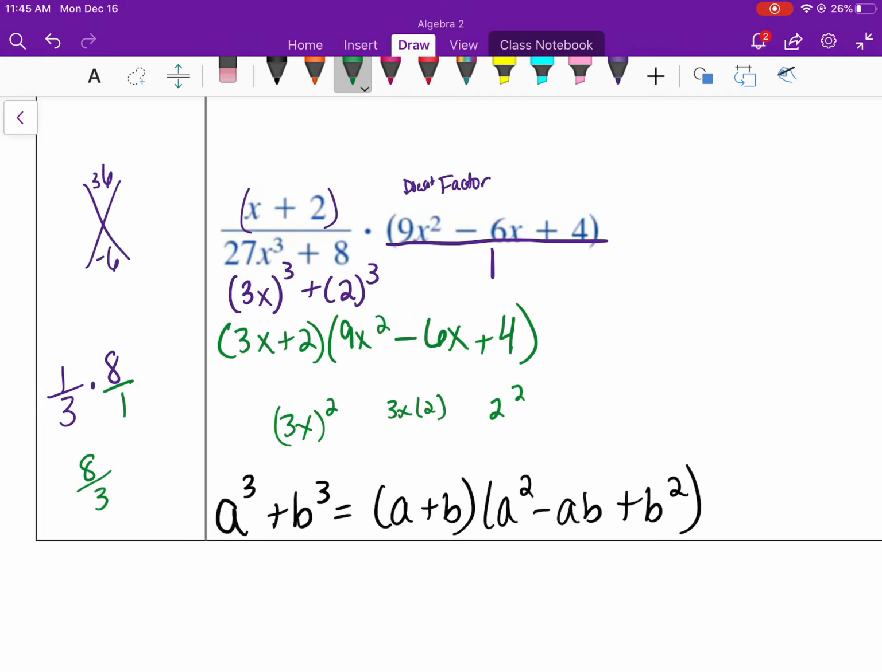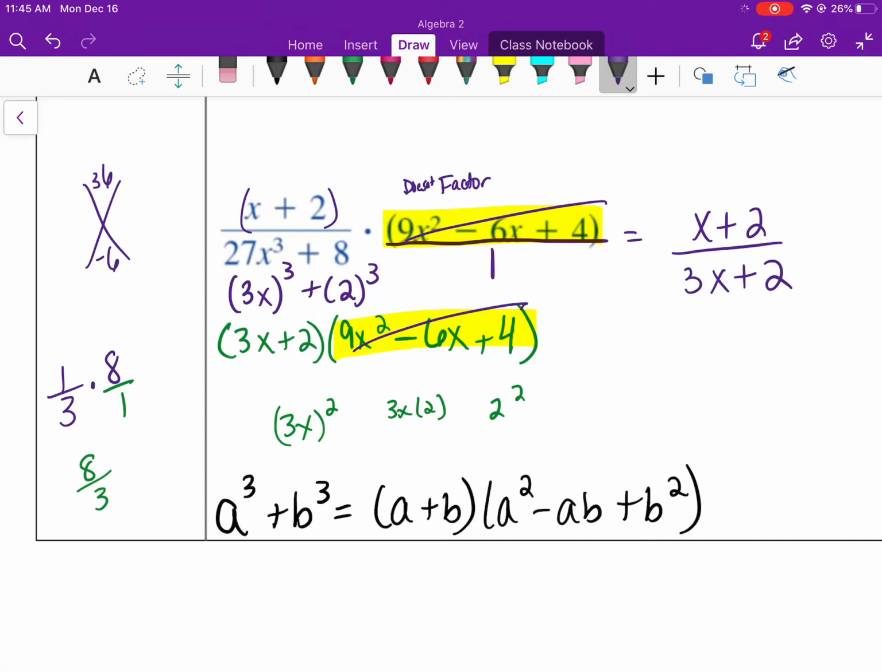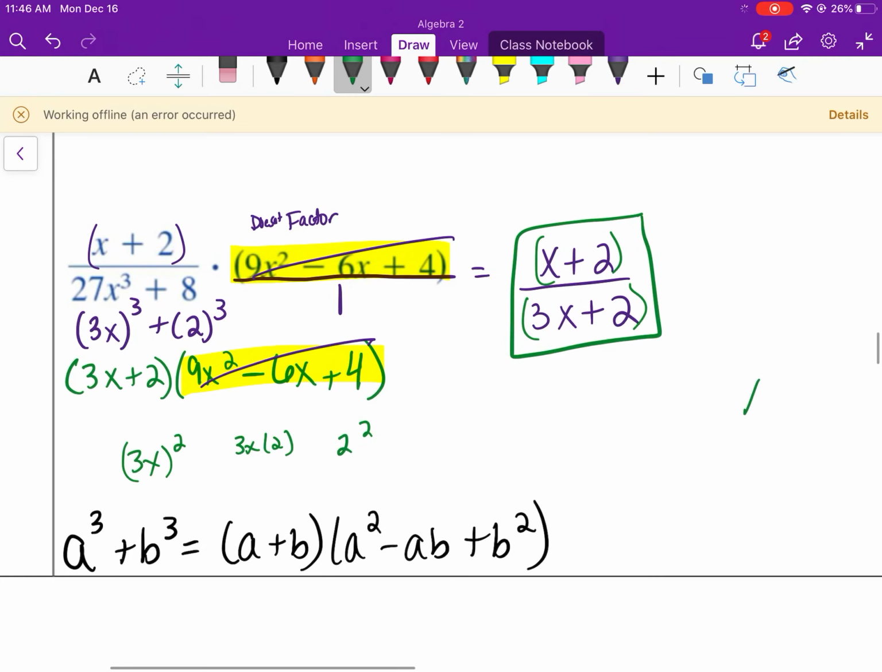So if you factor that bottom piece with this, you'll notice that these two here are now the same. So those will cancel or reduce. So on the top, all I have left is an x plus 2, and on the bottom, I have a 3x plus 2. And remember that you can't cancel the x plus 2 because this is together and 3x plus 2 is all together. So it doesn't reduce any further.